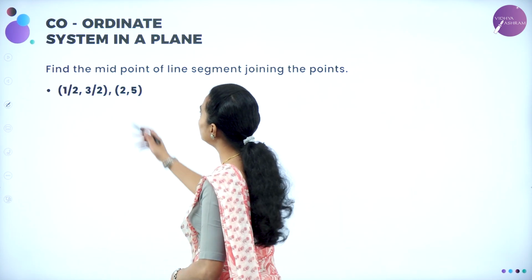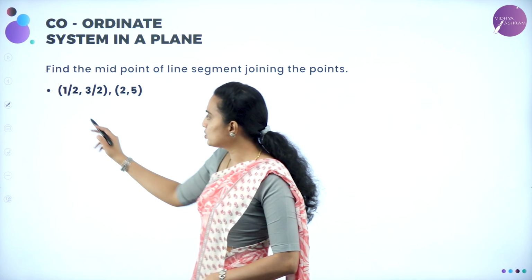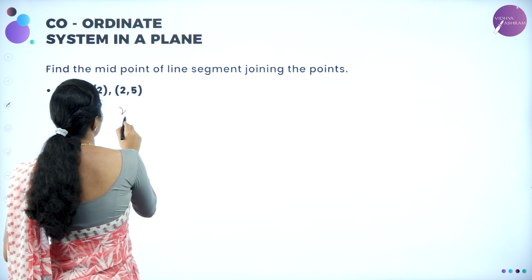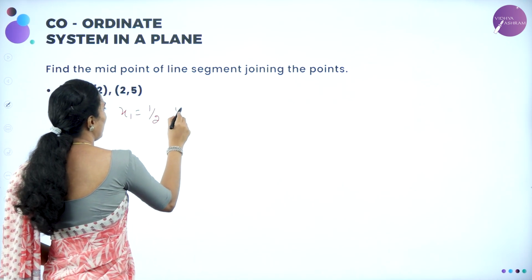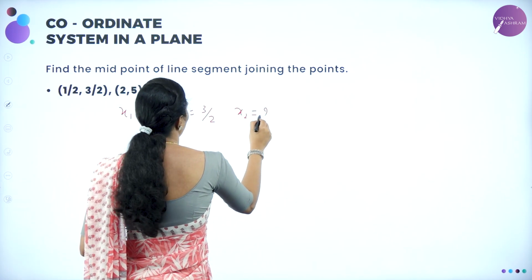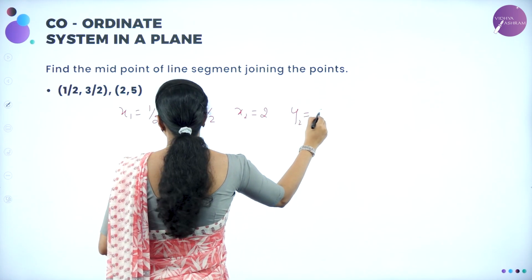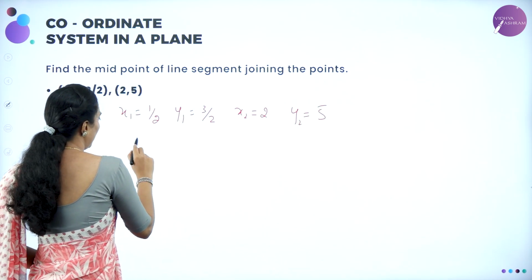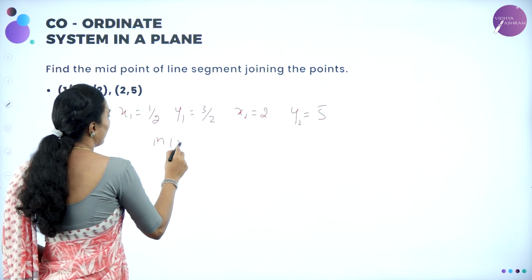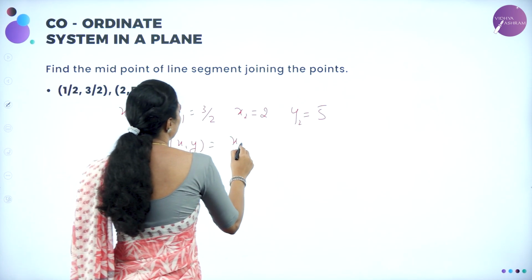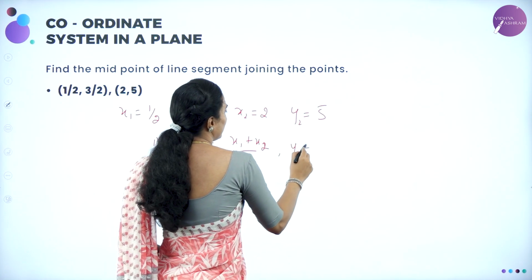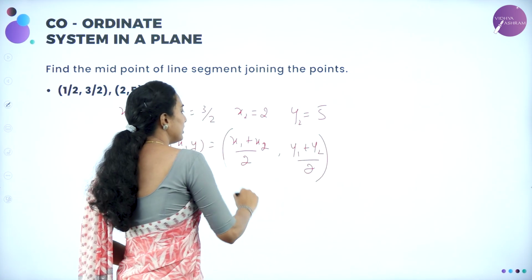Find the midpoint of the line segment joining the points 1 by 2, 3 by 2 and 2, 5. So therefore, x1 is 1 by 2, y1 is 3 by 2, x2 is 2, y2 is 5. Okay. So I am going to apply directly the same midpoint formula. M of x comma y will be equal to x1 plus x2 divided by 2, right? Comma y1 plus y2 divided by 2. Is that right, dear students?